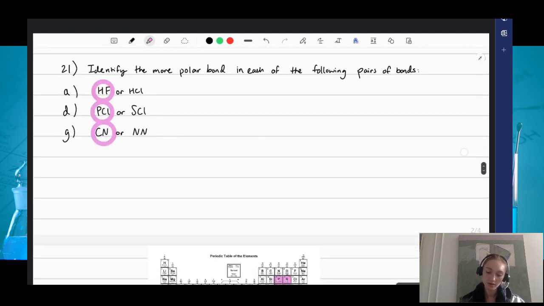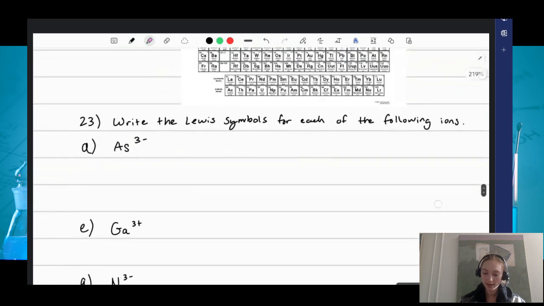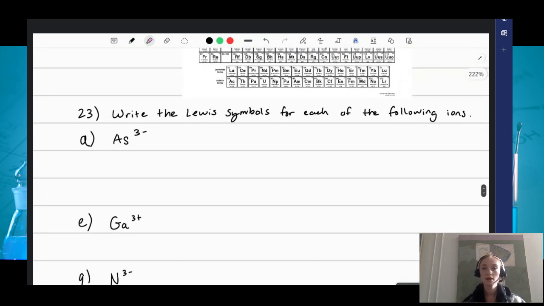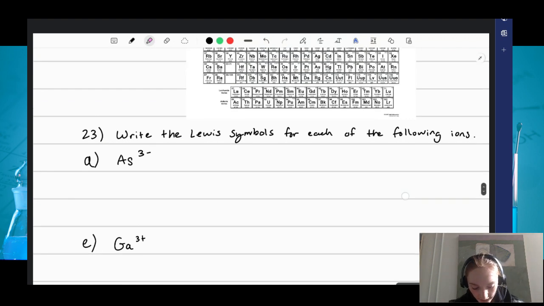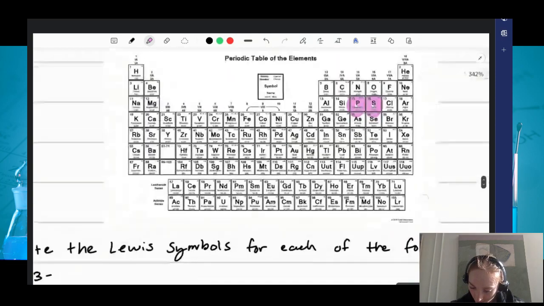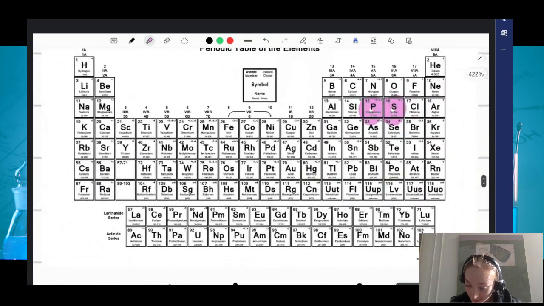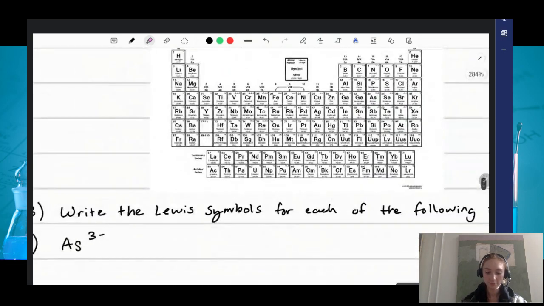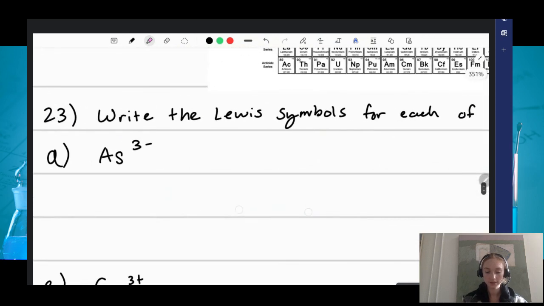Awesome. So let's move on to the next question. And so now we will be focusing on Lewis structures, and we will start off with writing down how these ions look. Okay, so we have a Lewis structure that we are going to draw for, I believe this is As3 minus. That's arsenic. So arsenic 3 minus is our first ion that we are writing this Lewis structure for.